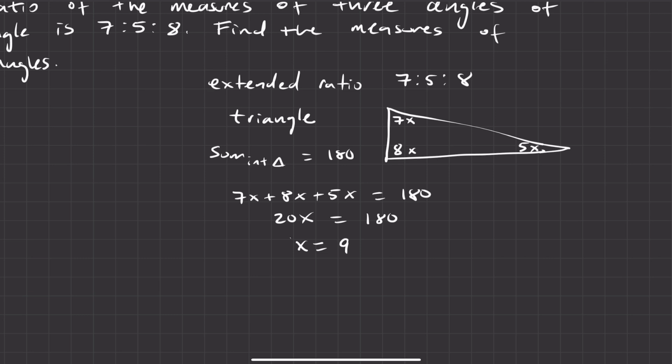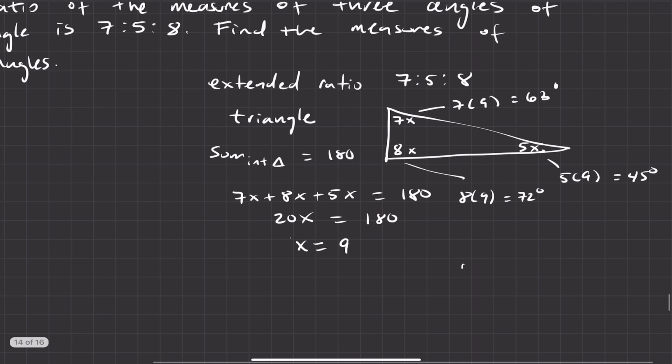So if x is equal to 9, what am I supposed to do with that, once I solve for x? Well, I'm going to have to plug it in. I'm going to plug it in to here, to here, to here. So 7 times 9 is 63 degrees. 5 times 9 is 45 degrees. And then 8 times 9 is 72 degrees, right?